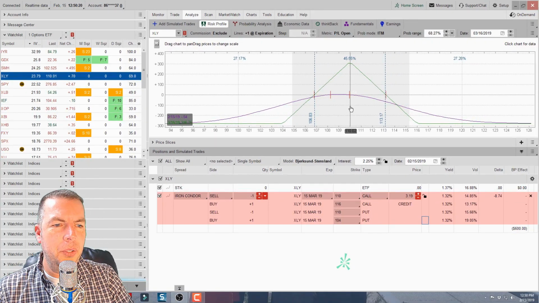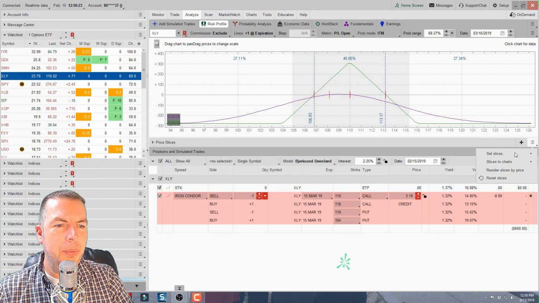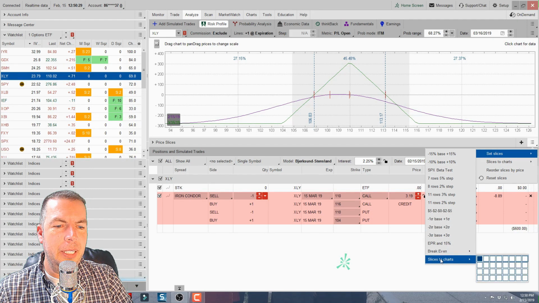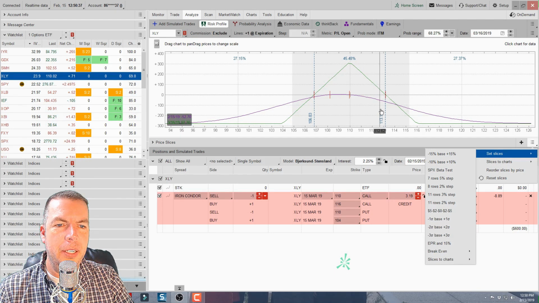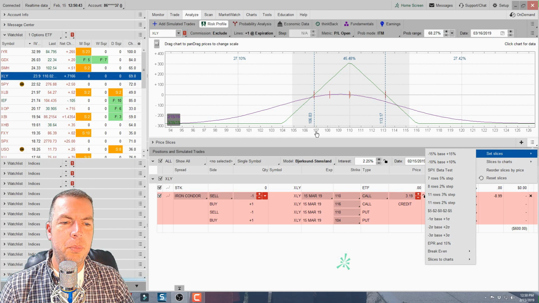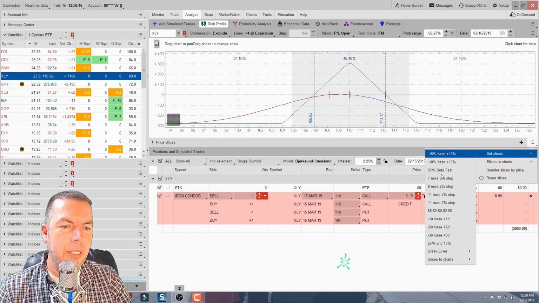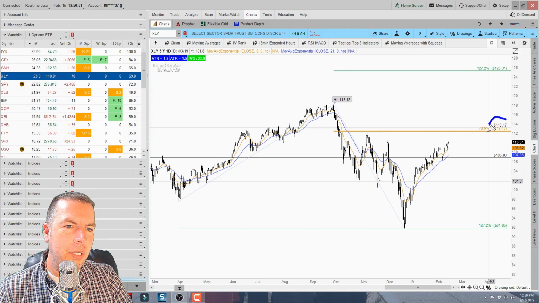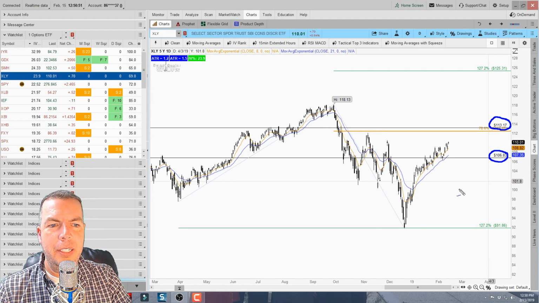Now let's go ahead and throw it onto the chart. We do that by coming in here and going to set slices. Again, come down to the break-even point. Right below the break-even point, it says set slices. If you just click this first little window right here, it's going to take these slices that you see right here and throw those onto our chart, and we're going to be able to see visually where those break-even points are. So we go set slices to chart, and now you can see that our break-even points are 113.17 on the upside and 106.83 on the downside.